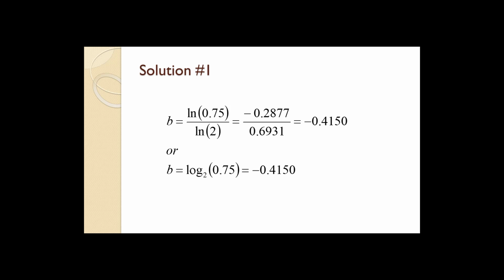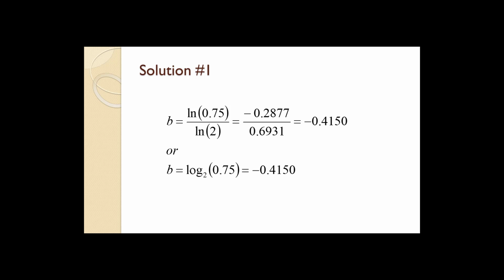The first step is to calculate B. We will use B in the calculations for each unit and its value will not change. The first way to calculate B is as ln of 0.75 divided by ln of 2. That works out to negative 0.2877 divided by 0.6931, which equals negative 0.4150. We can also find B as the log to base 2 of 0.75, which equals negative 0.4150.